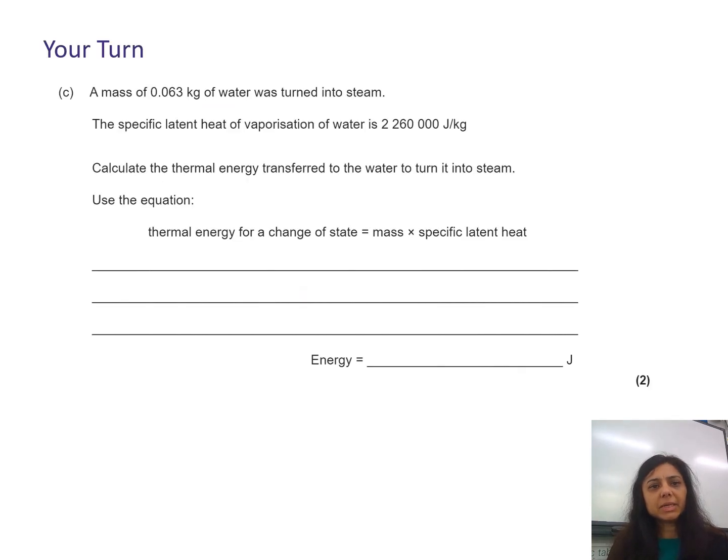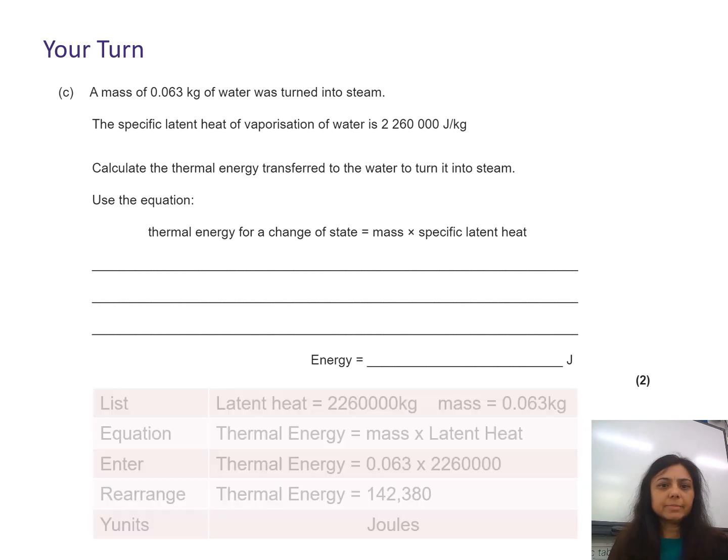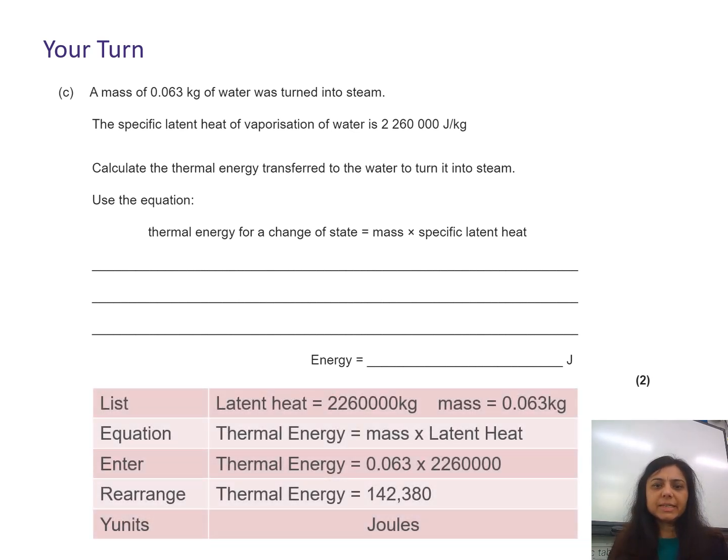This time I'm going to ask you to do this, and give you a few minutes to pause. A mass of 0.063 kilograms of water is turned into steam. You've been given the specific latent heat of vaporization of water. You've been given the formula. So I'm going to give you a few minutes to have a go. Okay, so did you list the values? Did you write down the equation, put in the values and get the final units?